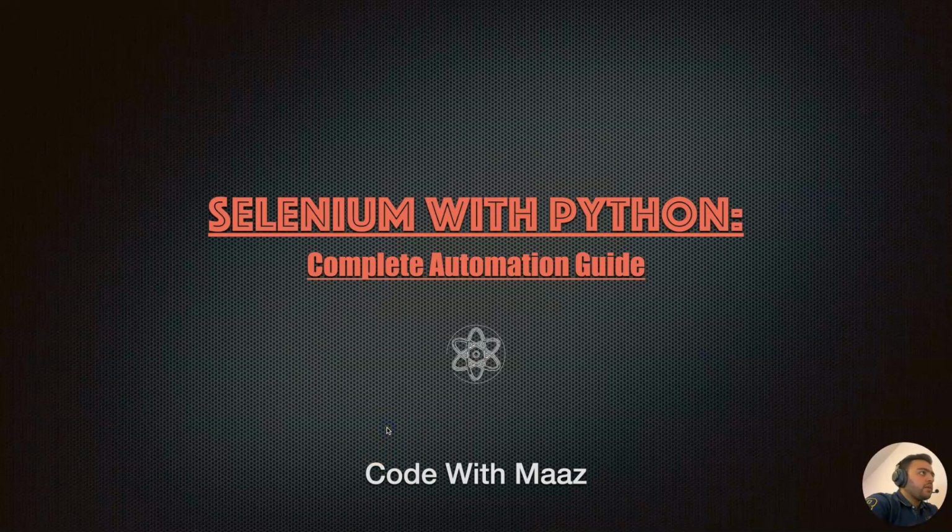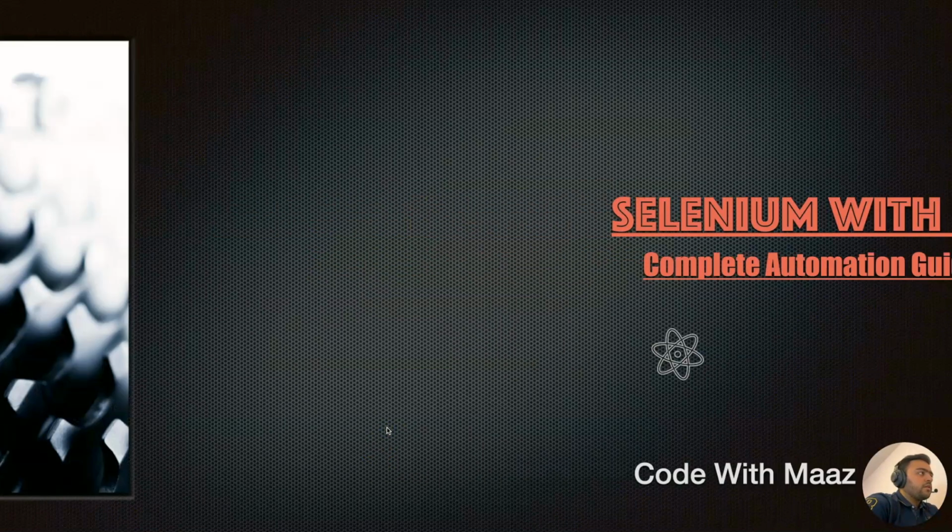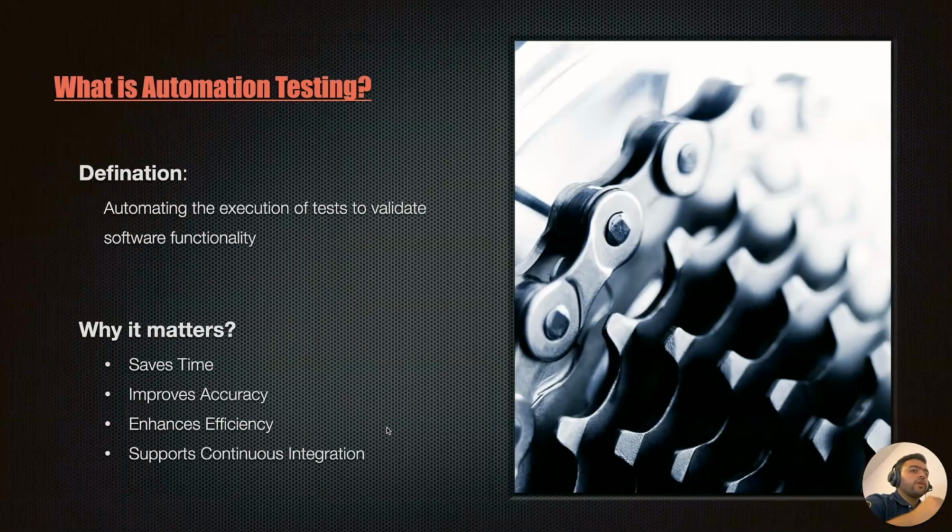And now let's move on to understanding what is Selenium and what topics we will cover in this particular series. So Selenium with Python complete automation guide. Before moving on, let's understand what is automation testing. In automation testing, you are just writing test scripts. After writing those test scripts, you run them, and those test scripts will automatically execute on your web application or application, and will test your system's or application's functionalities and validate them.